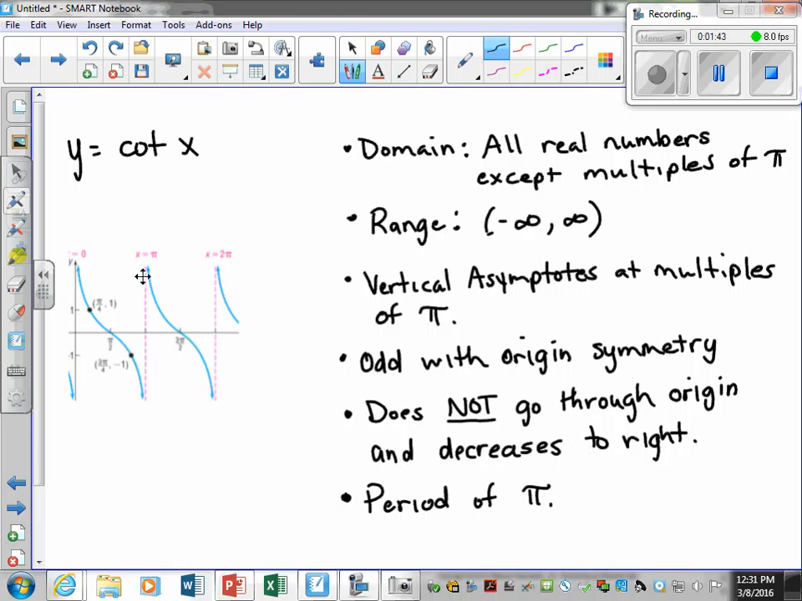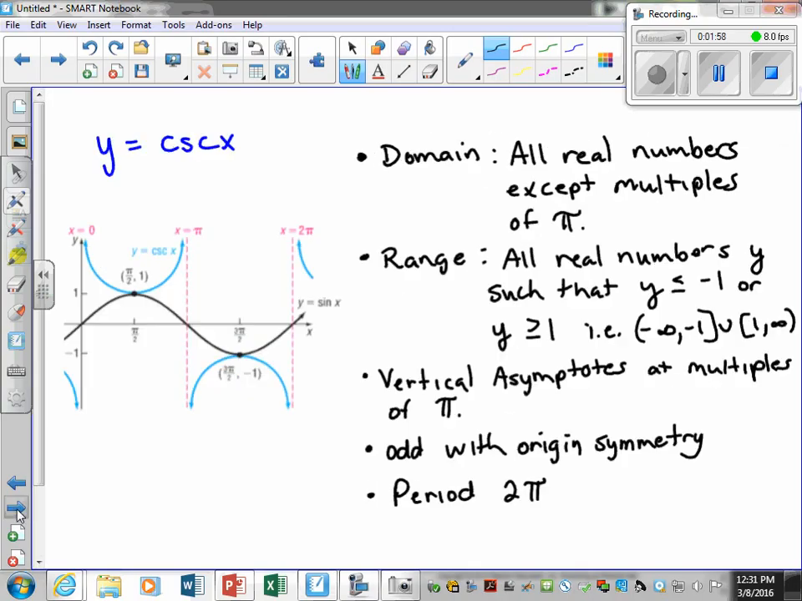What I mean by decreases to the right, when I get on this function and I move to the right, my arrow is taking me down, so it decreases. Period of pi. Like I said, you can print this out and spend a little more time on it. I'm just briefly running through these.